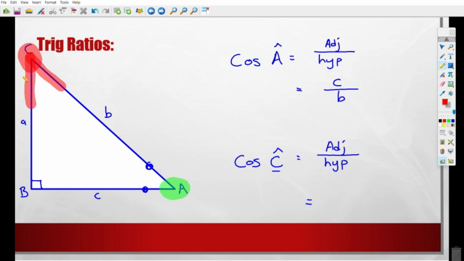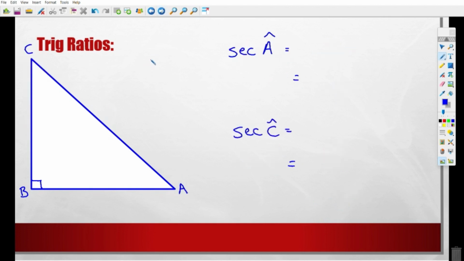So the adjacent one is this one over here. Can you see? Because this one's the hypotenuse. So it has to be this one. So the adjacent side is little a, and the hypotenuse is opposite the 90 degree, which is letter B, little b. And what did we say in the beginning of the video? What was the reciprocal of cos? Sec. Very good. So if I look here, here's sec.